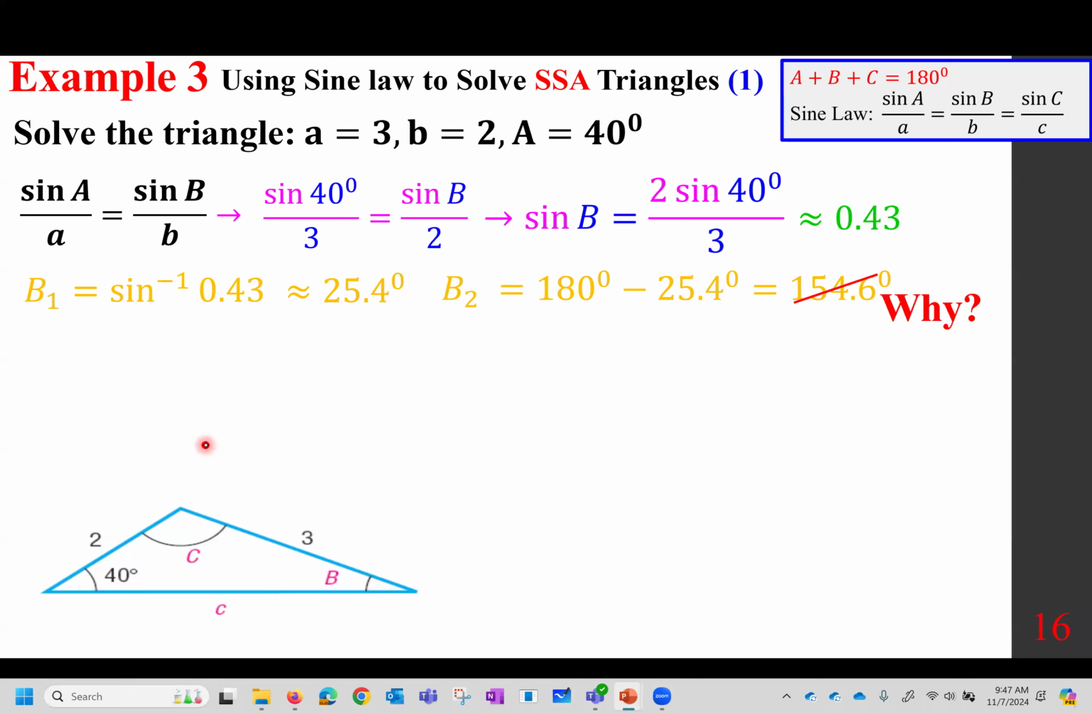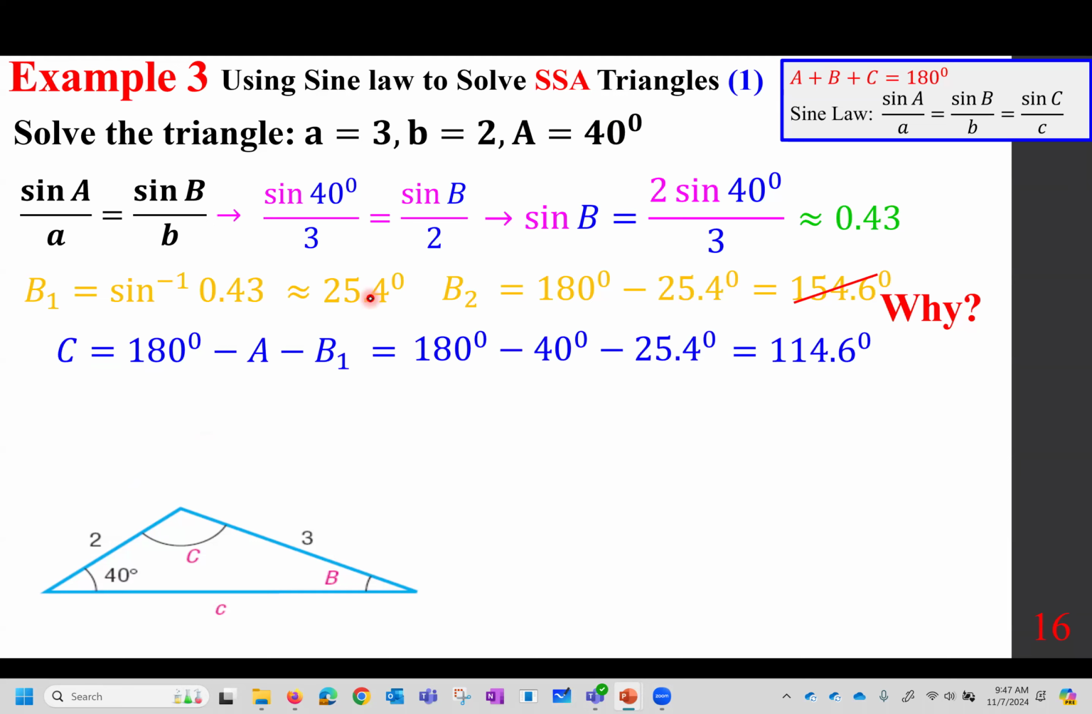So we have A equals 40, B equals 25.4, subtract the sum from 180, and the last angle is 114.6 degrees. Very straightforward, everybody.